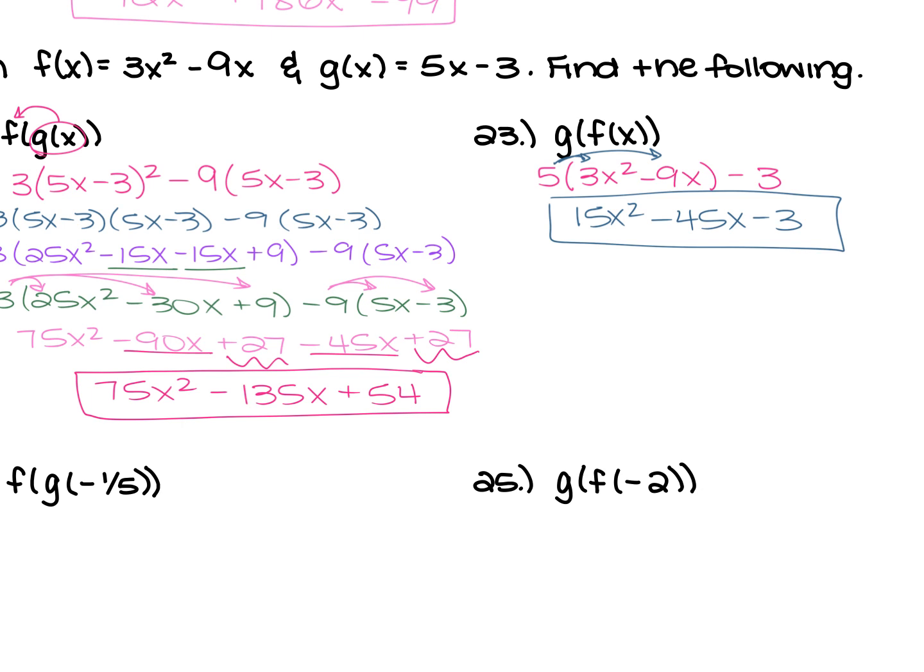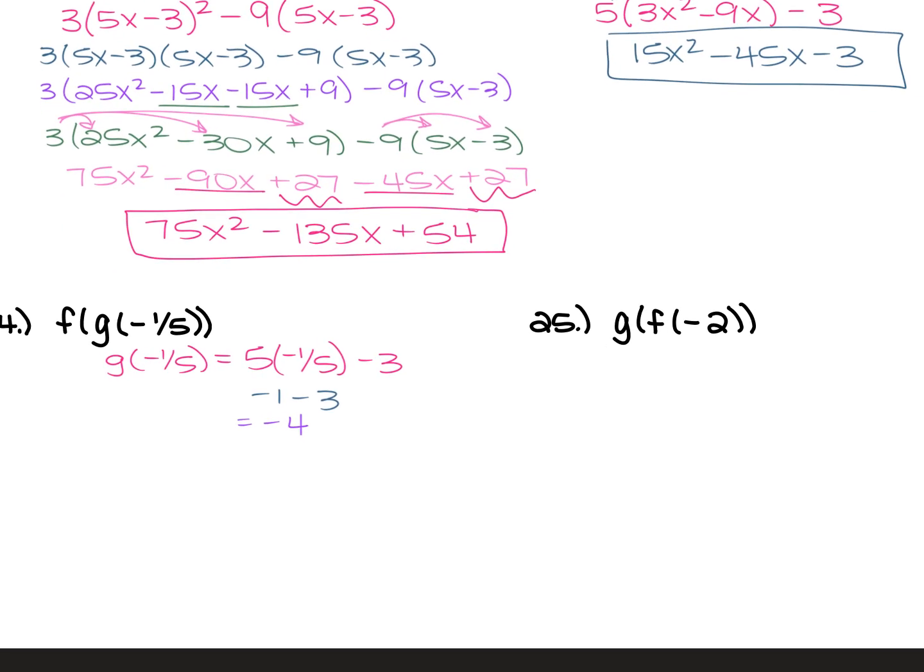For 24, you have f of g of negative 1/5. For this one, you're going to plug in the negative 1/5 first for x in g of x and simplify that. Whatever that is, then you're going to plug that into f of x and simplify. So first find g of negative 1/5. That's going to give you 5 times negative 1/5 minus 3, which is negative 1 minus 3, and that's negative 4. So technically, you're really finding f of negative 4.